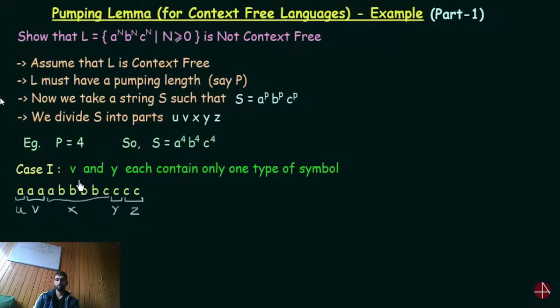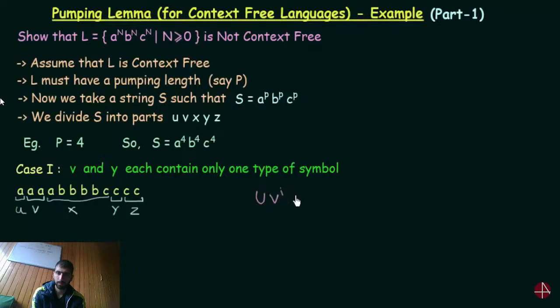And the case that we had was that V and Y each contain only one type of symbol. So where is my V? This is my V, and V contains only A, the same kind of symbols. And Y also contains only one kind of symbol, which is C. So V and Y each contain only one type of symbol. That is one way in which you can divide it into parts U, V, X, Y, and Z.